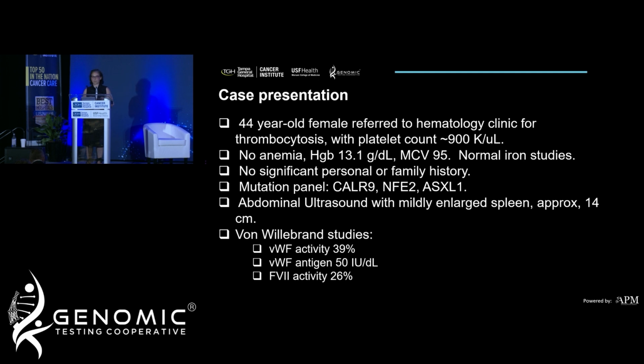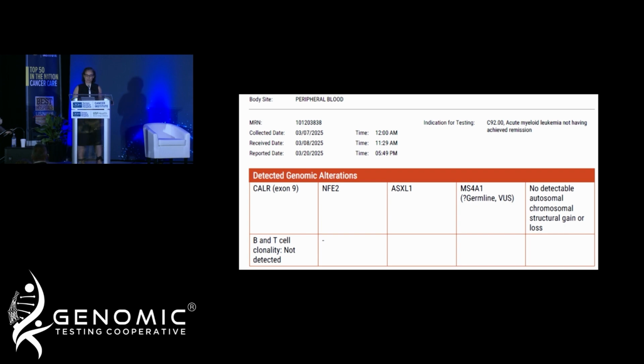I would also argue we probably should have ordered a blood type as well, just to make sure she wasn't blood type O. But I'm going to stop here, and I'm going to let Dr. Albertard take over. So, as you just heard, she has a CALR mutation, an NFE2 mutation, and an ASXL1 mutation.